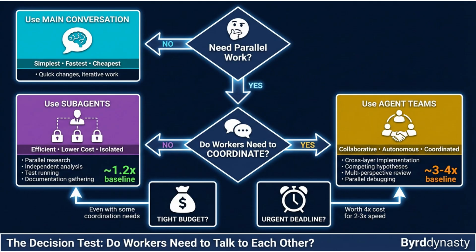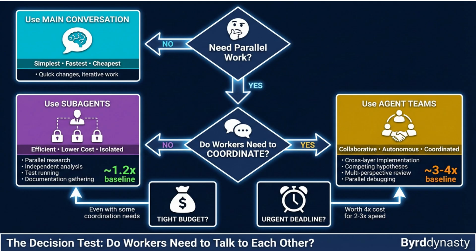Do you have a tight budget or frequent workflows? Subagents might be the only choice, even with some coordination needs. 3 to 4 times token usage adds up. Work around the lack of coordination with explicit task definitions and some sequential work.